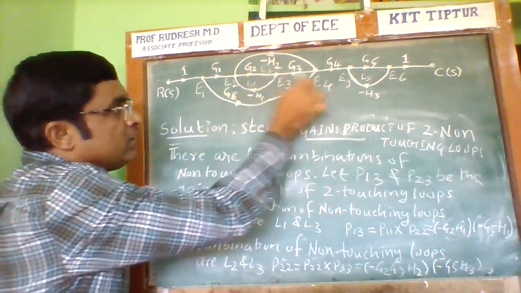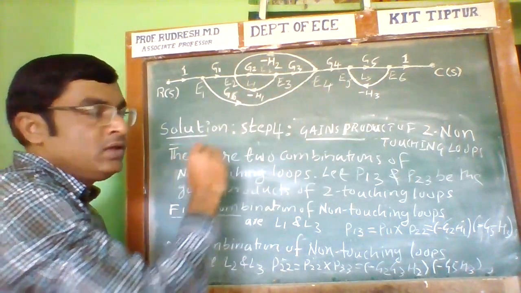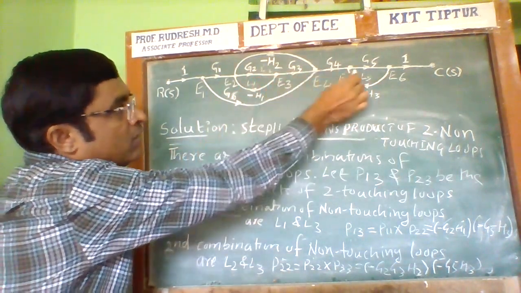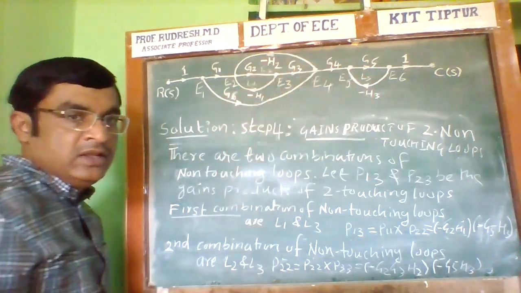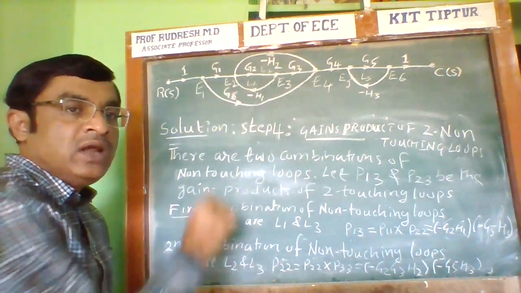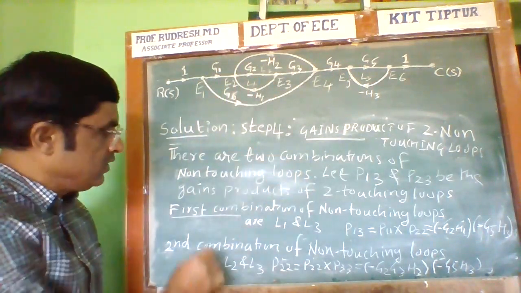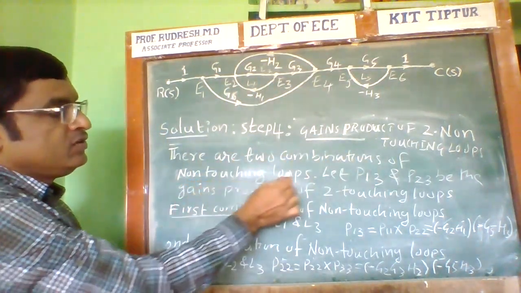Similarly, L1 and L3 are the non-touching loops, because they do not share a common node. Similarly, L2 is also not touching L3. From the signal flow graph, identify the non-touching loop combinations. Here, how many combinations? There are two combinations of non-touching loops.